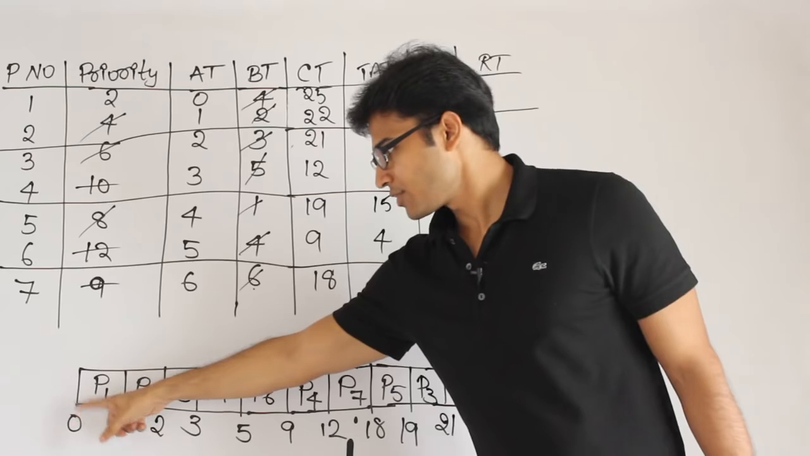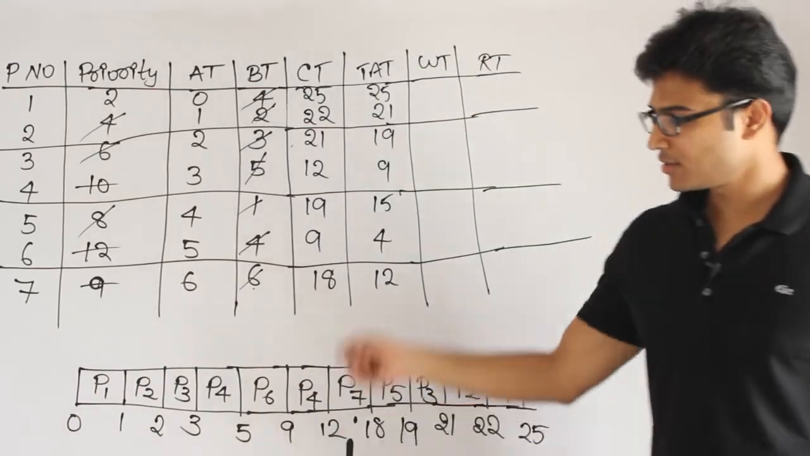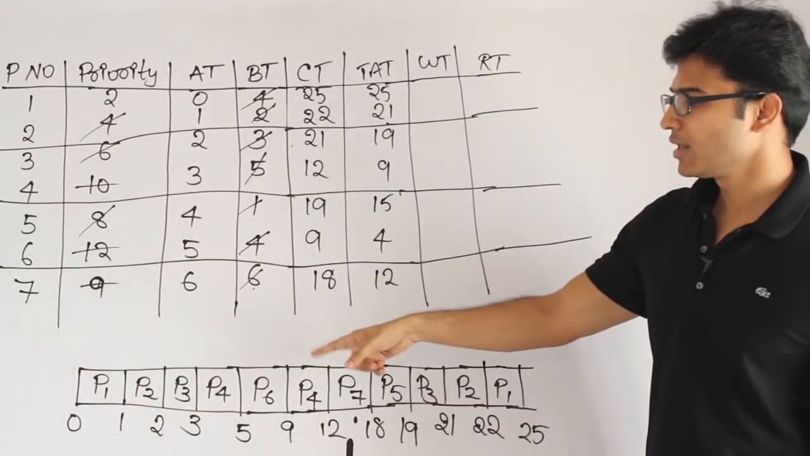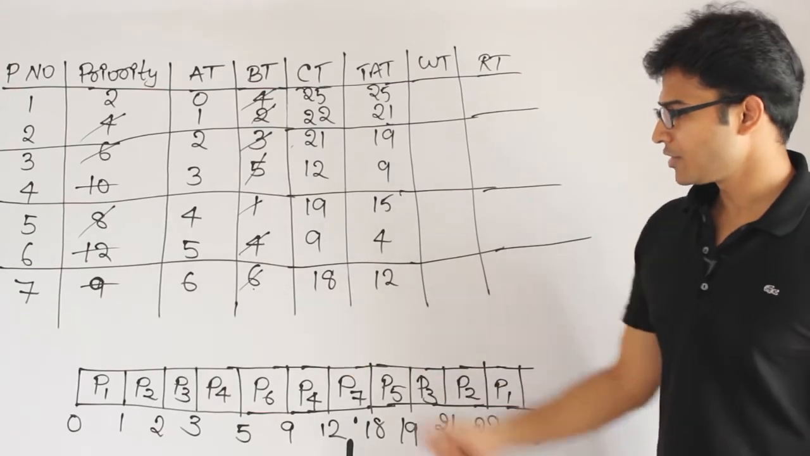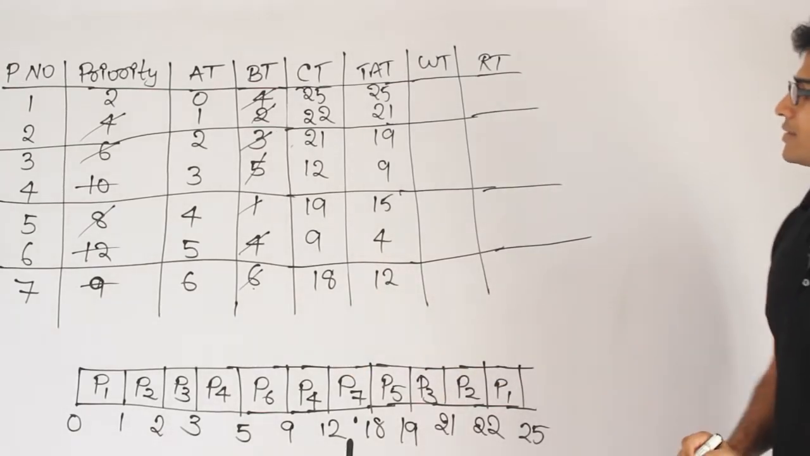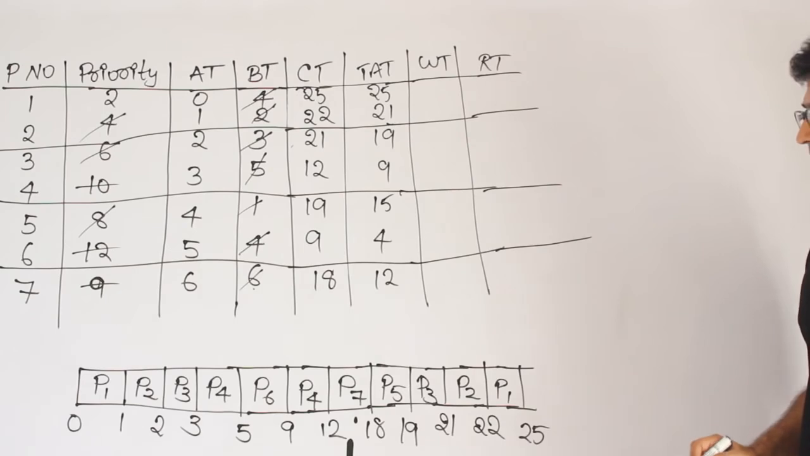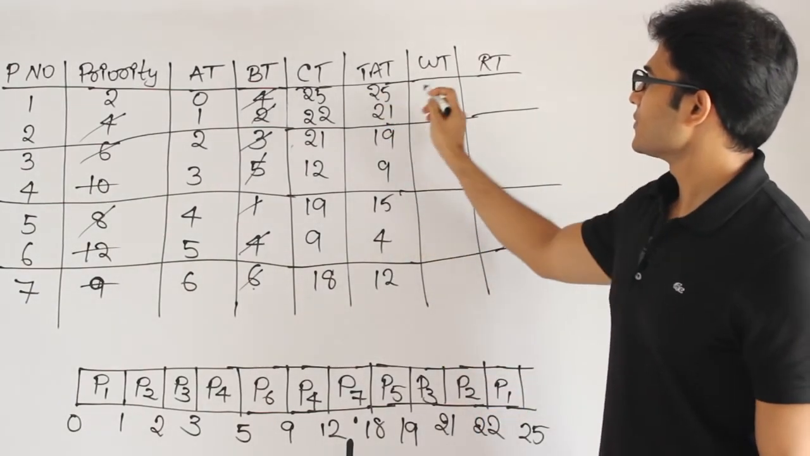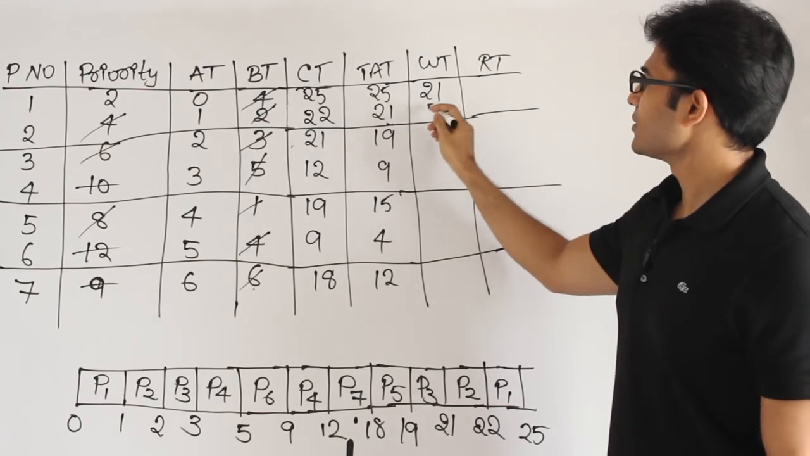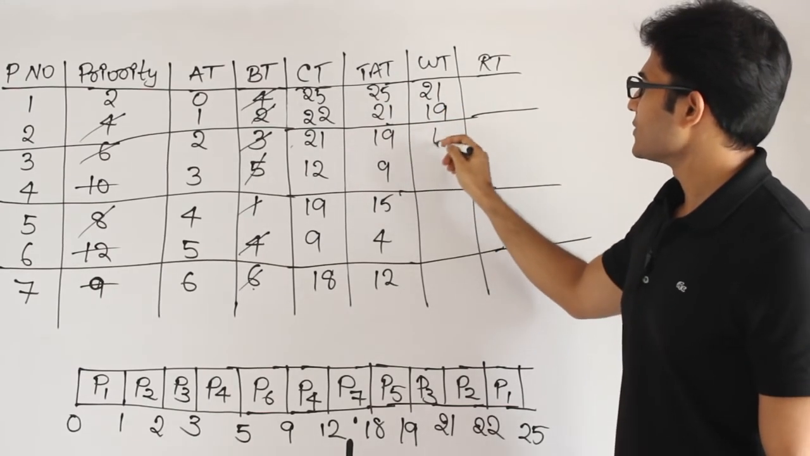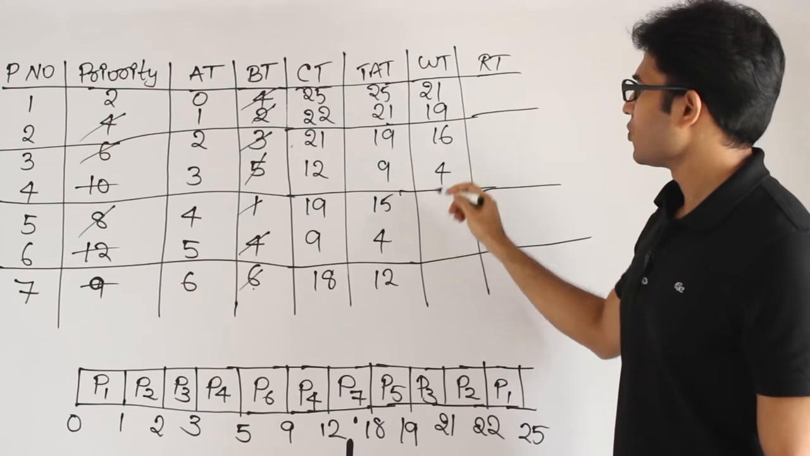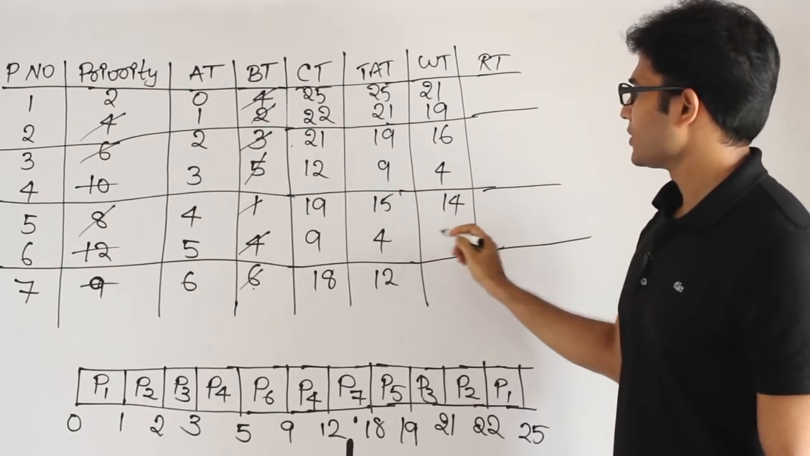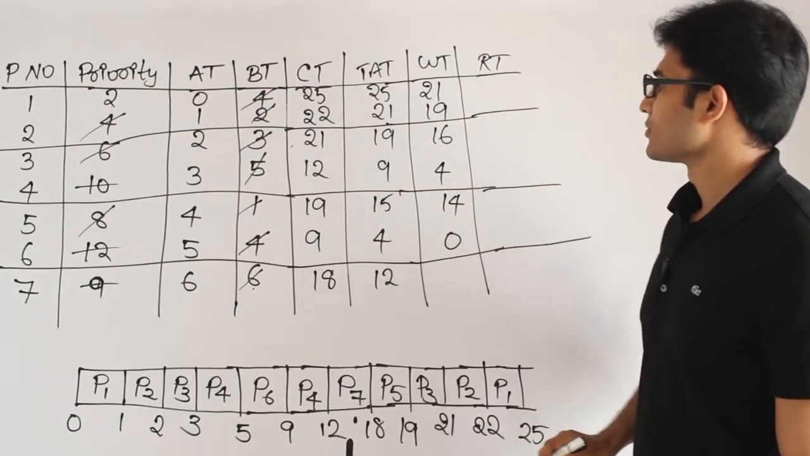Response time is the point at which it gets scheduled first. That is the point on which response time depends, but waiting time depends on the entire duration, right? Okay, now let's see the waiting time for P1. Waiting time is turnaround time minus burst time, this one minus this one, which is 21 here, and it is 19 here, and it is 16 here, 4 here, 14 here, 0 here.